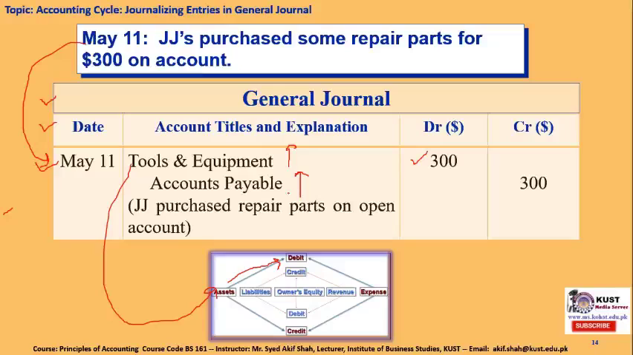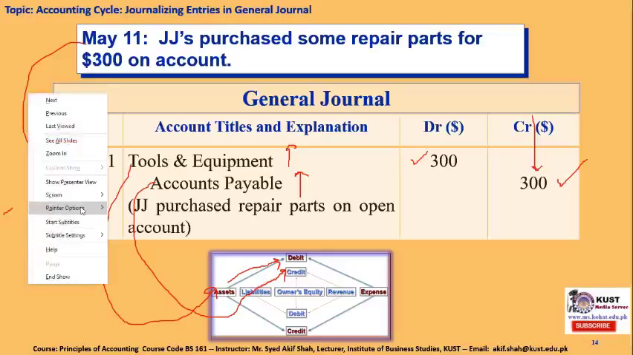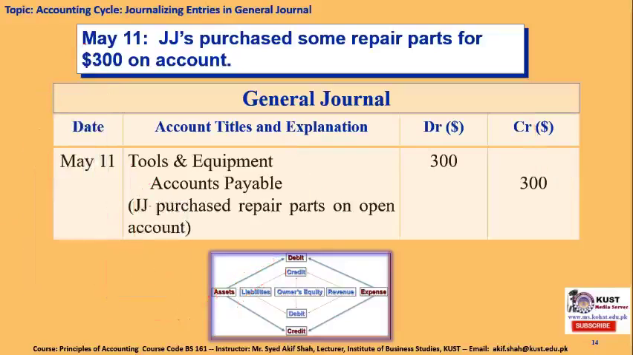Therefore, the liability of the company, which is named as accounts payable, has increased. An account payable comes under the umbrella of liabilities, and when there is an increase in the liability, it should be recorded as a credit entry. We can see that we got $300 in the credit column for the account title named accounts payable. Let's look at the final narration, which states that JJ purchased repair parts on open account.